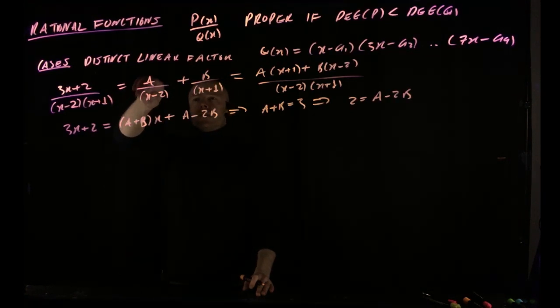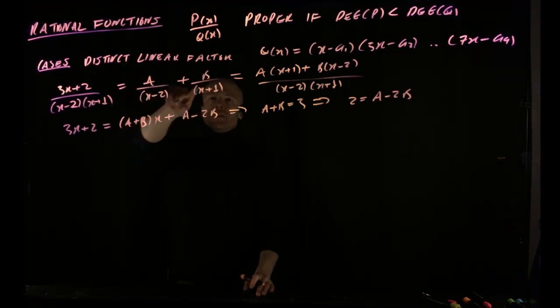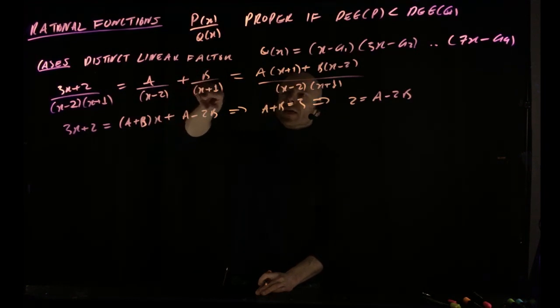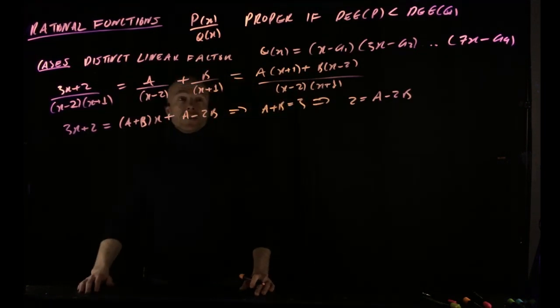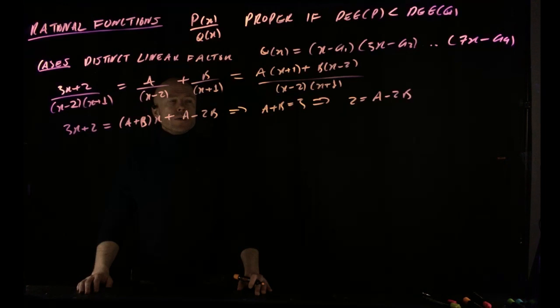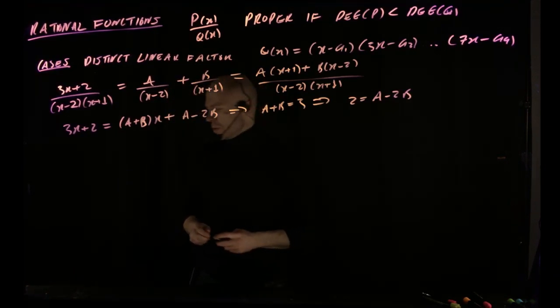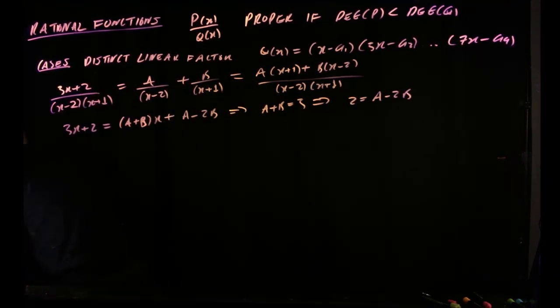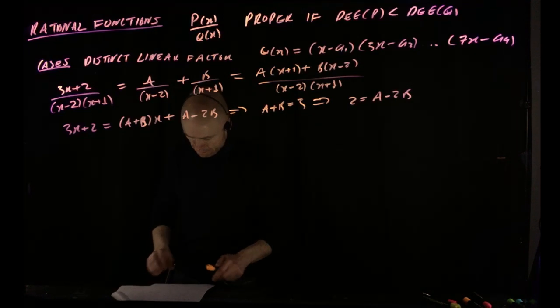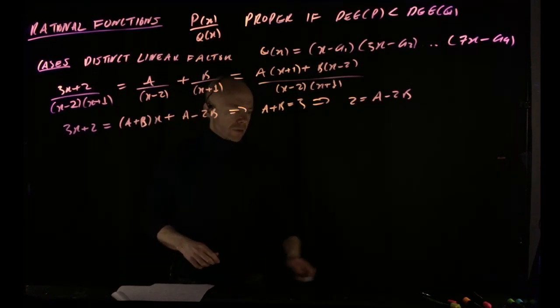This one is just a times log of x minus 2. And this one is just b times log of x plus 1. Right? So that is proper, that is rational functions. Do some examples, be ready for it. Okay, improper integrals.